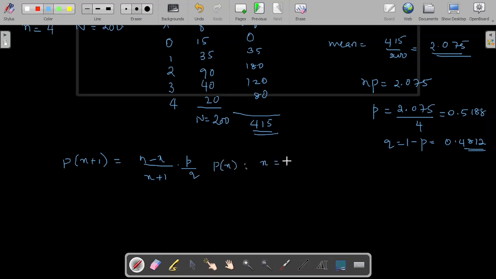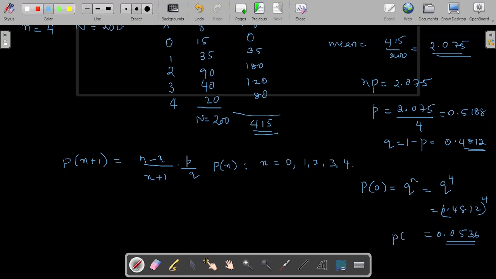Now x takes the value 0, 1, 2, 3, 4. Maximum 4 coins tossed here. Now I need to get the value of P of 0. How to get P of 0? P of 0 is nothing but Q power n. So in this case it is Q power 4, that is 0.4812 to the power 4. Okay, this is the value of P of 0. After simplifying, we get 0.0536.